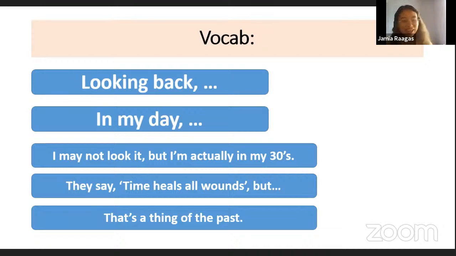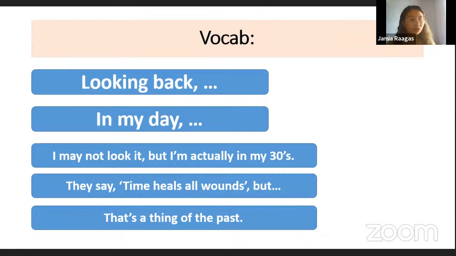Okay, it's okay now. That's a thing in the past. This one means your behavior that doesn't occur or doesn't exist anymore. Like let's say before in the past, you didn't have a lot of patience, but now you can understand things well. So that means that's a thing of the past.